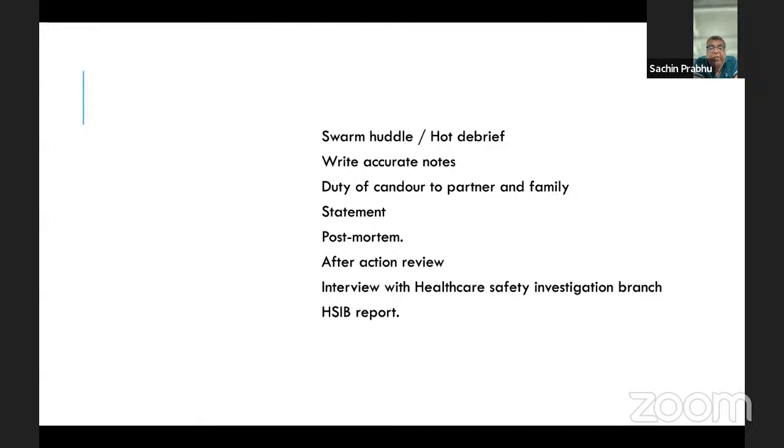There was a hot debrief, a swarm huddle. A swarm huddle means you basically get in the people who are involved. In this case, the obs and gynae team, the anesthetic team, the nursing team, the HCAs, the ODP. They all came, sat together, and spoke about what good things were done. Always talk about good things to start with, because nobody's in the mood to talk and everybody talks about bad things. So talk about what positive things we've done.